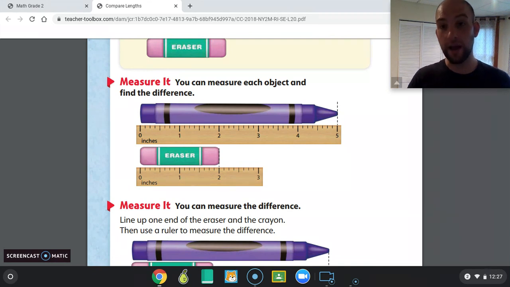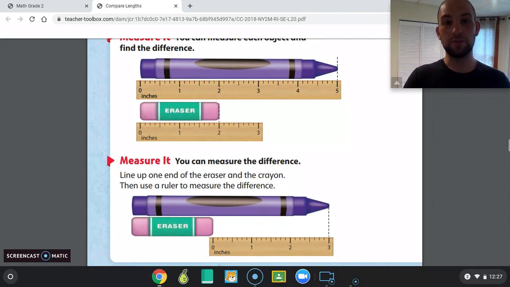So we see that our crayon is 5 inches long. Our eraser is 2 inches long. That's one way to find our difference: we could subtract 2 from 5 and we could find our difference.